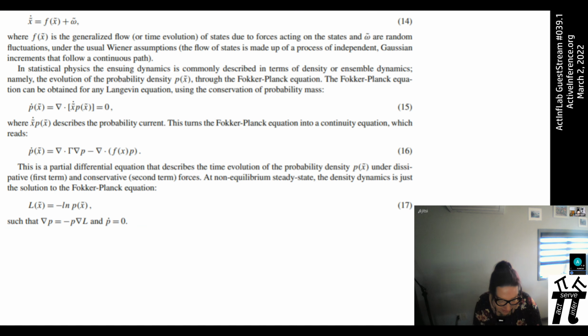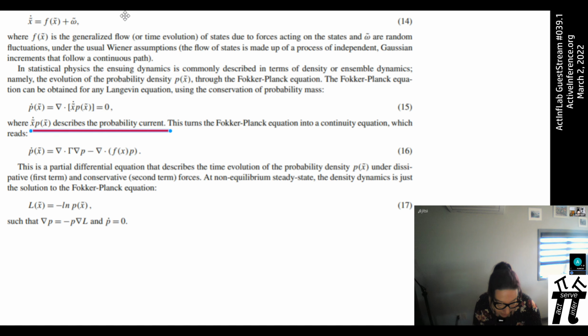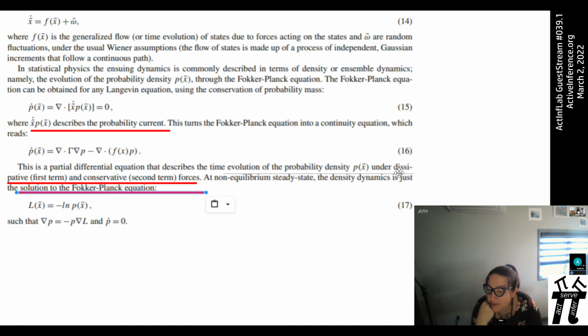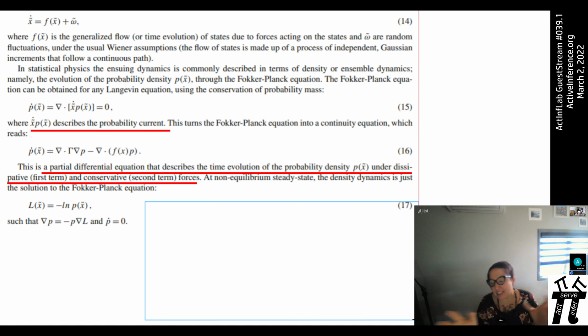And then the second, equation 16, says that this is a partial differential equation that describes the time evolution of the probability density under dissipative and conservative forces, where the term on the left is the dissipative forces and the term on the right is the conservative forces. I thought that was interesting, especially relating back to the .0 video where you guys were talking about a tensor and Dean was talking about tension. And I think that is an interesting tension here between conserving and dissipating.